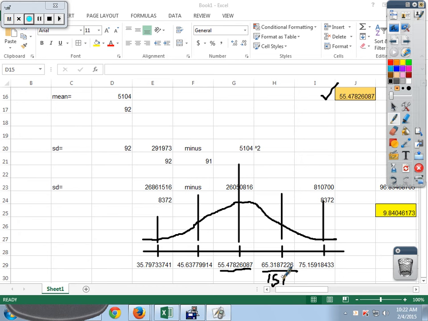And what goes in front of that one standard deviation? A plus or a minus? A plus, because you've taken the average and you added a standard deviation. So what do you do to get this number? You take this number and add what? 9.84, and you get that number right there. And that's called what? Two standard deviations.